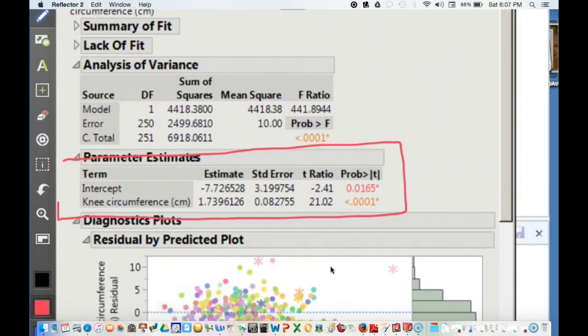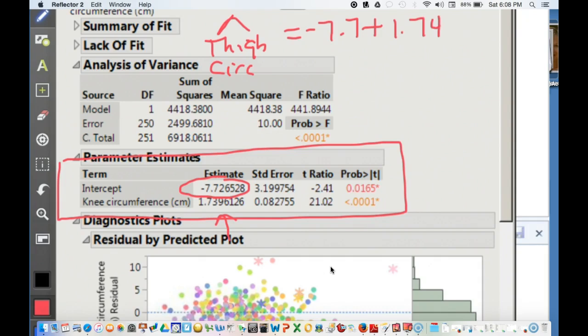This time, instead of saying constant, it says intercept. So right here, that's our intercept, and below it is the slope. So if we wanted to predict thigh circumference, it would equal the intercept, which is negative 7.7, plus the slope, which is 1.74, times the knee circumference. It's really that simple, the computer printout.